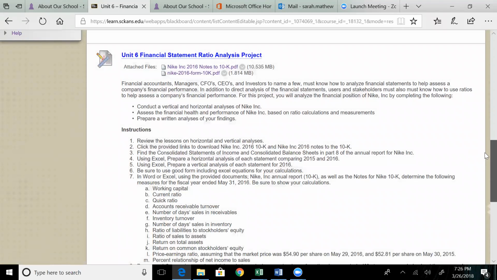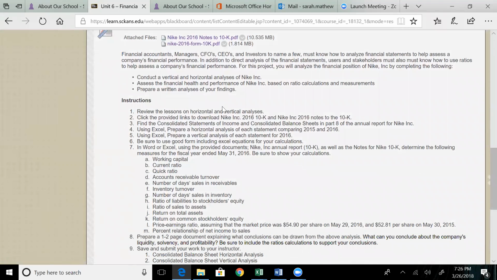In Chapter 17, you learned about a horizontal and vertical analysis. So you'll be required to complete vertical and horizontal for both the balance sheet and the income statement. So you're going to open the documents I provided, and you're going to find the consolidated statement of income and the consolidated balance sheets in Part 8 of your annual report in order to complete this project. And then in Excel, you're going to prepare the analysis, the horizontal and the vertical analysis for each statement. And I'm going to provide you an example of a past student and what it looked like.